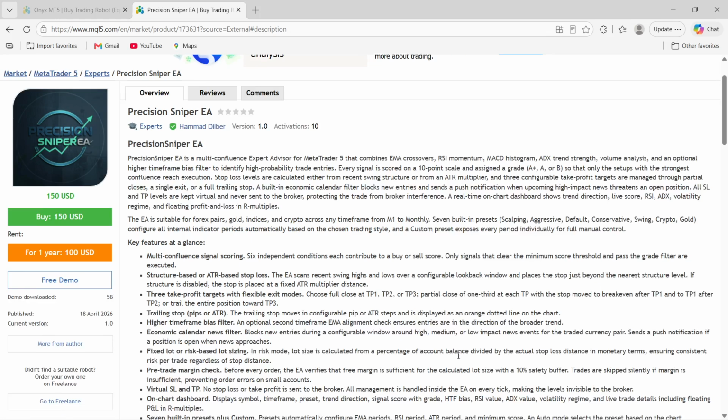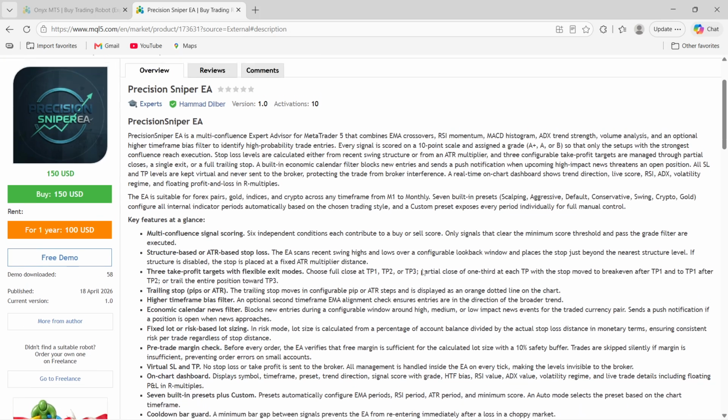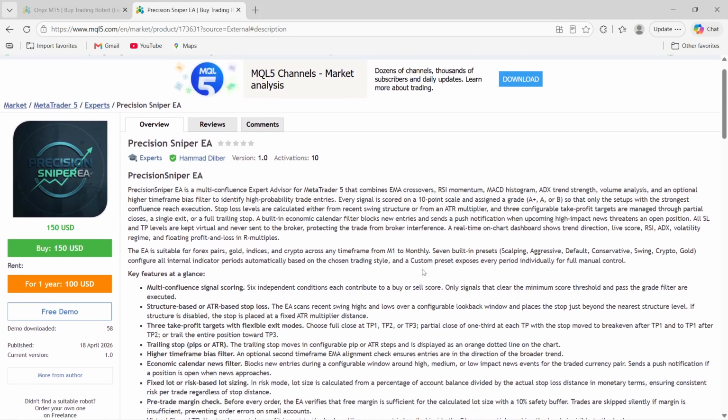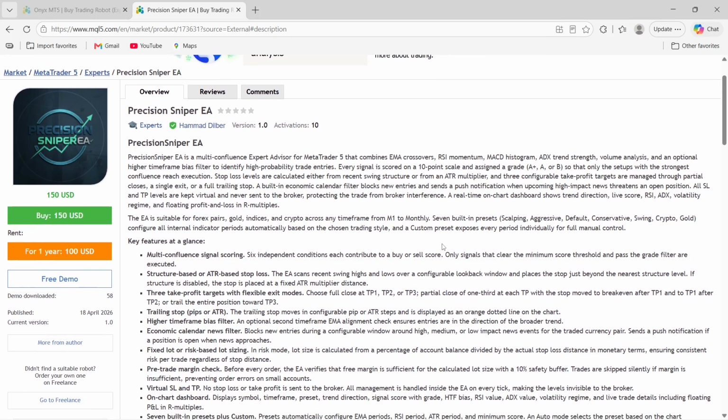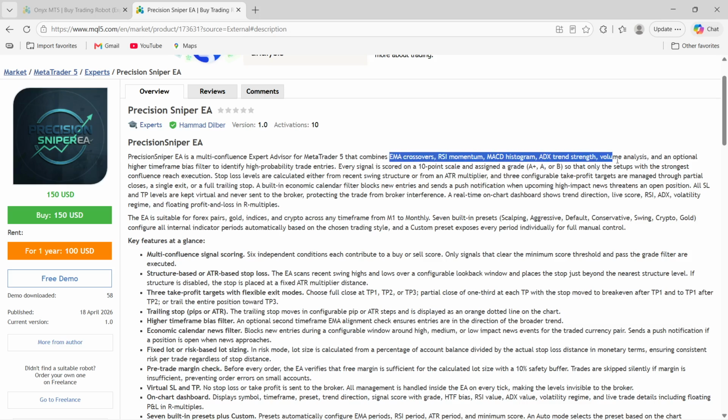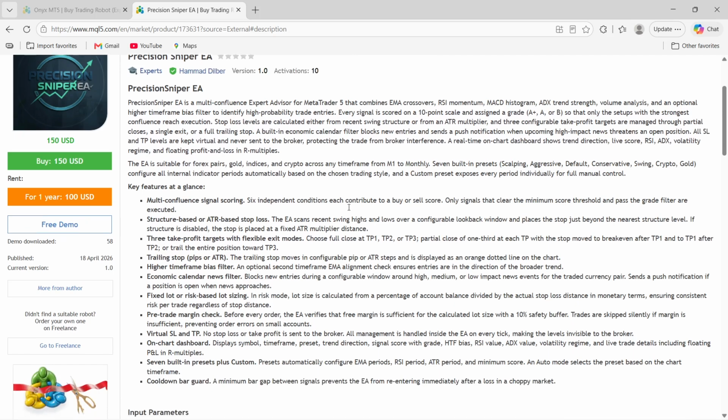As you can see on the MQL5 page, the Precision Sniper EA uses advanced algorithms to identify high probability sniper-like entries at key market levels. It focuses on precision timing, waiting for confluence of multiple factors before pulling the trigger on trades. As you can see, the EA is a multi-confluence expert advisor that combines EMA crossovers, RSI momentum, MACD histogram, ADX trend strength, volume analysis, and an optional higher time frame bias filter to identify high probability trade entries. You can see it on the side.